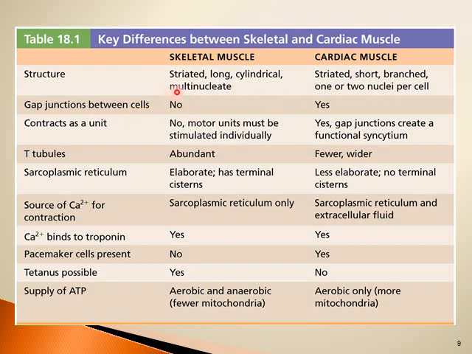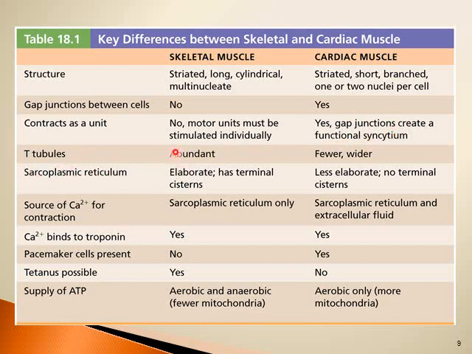Skeletal muscle fibers are not connected by gap junctions, but cardiac muscle fibers are connected by gap junctions at the intercalated disc. In terms of contraction as a single unit, since there are no gap junctions between skeletal muscle fibers, they do not contract as one unit; they contract individually. In the case of cardiac muscle, because they have gap junctions, they contract as one unit, and this is called functional syncytium.